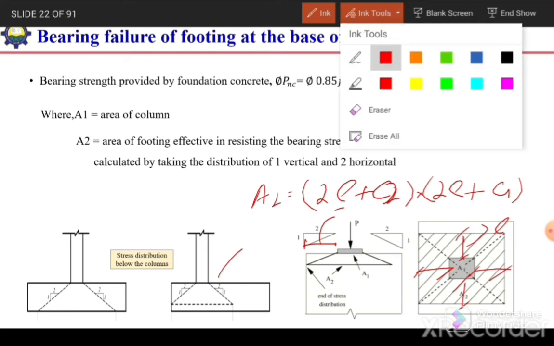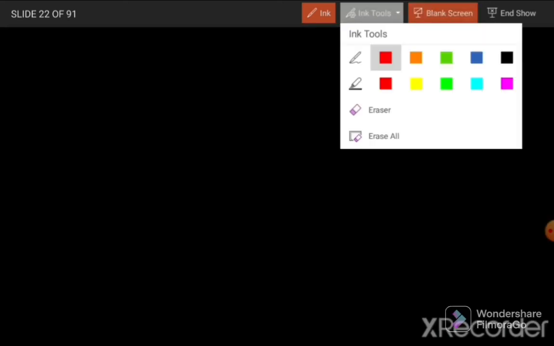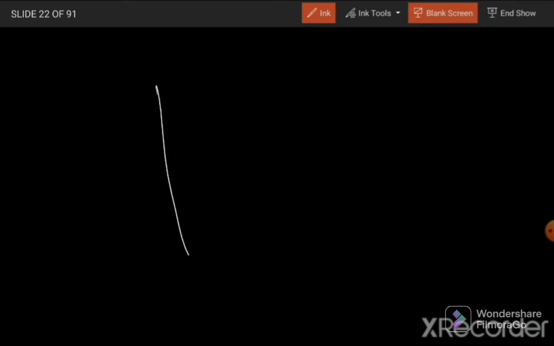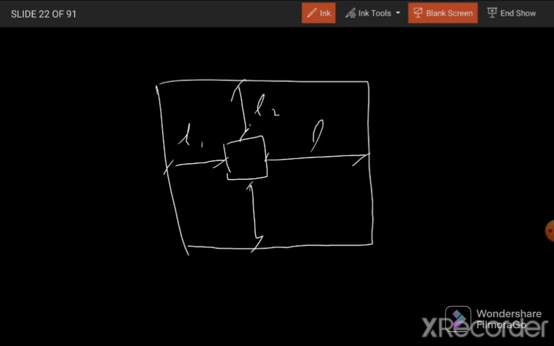So to simplify this, or to avoid the complication, what we need to do, we can see our column in plane. For example, we have a column in plane like this. So if our column lies over here, we need to see all these edge distances. For example, this is L1, this is L2, this is L3, and this is L4. And we need to compare these L1 to L4, and these should be less than H.